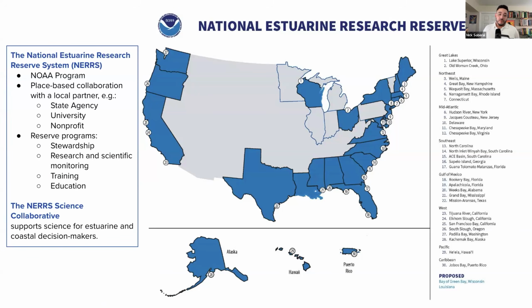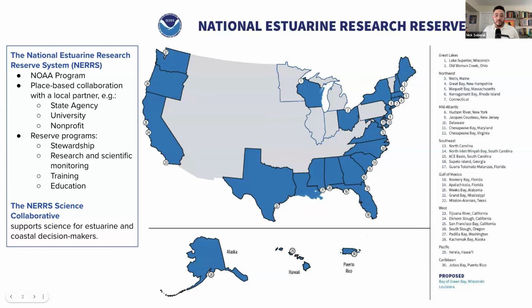Okay, so the National Estuarine Research Reserve System is a national network of 30 reserves as shown on this map. This is a NOAA program that works in collaboration with a local place-based partner, either a state agency, university, or nonprofit at each site. Each reserve site includes programs focused on the activities that you can see on the slide here, which include land stewardship, research and scientific monitoring, training engagement programs for the public and local officials, and education.